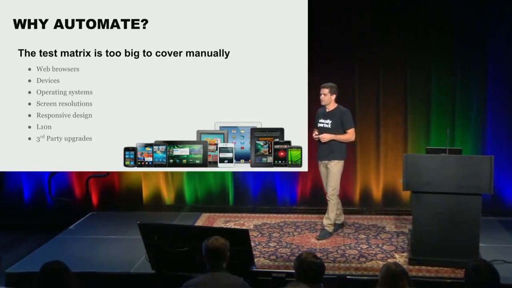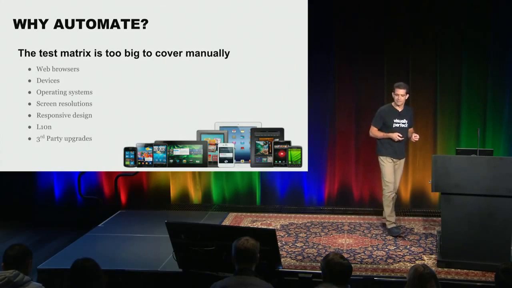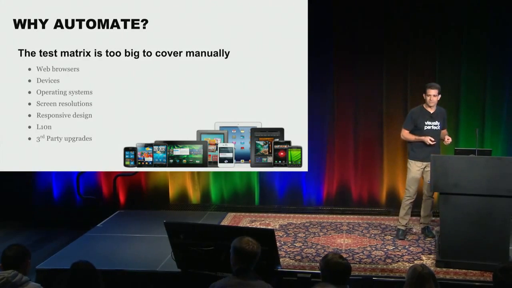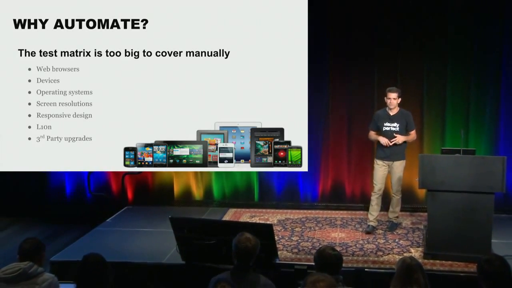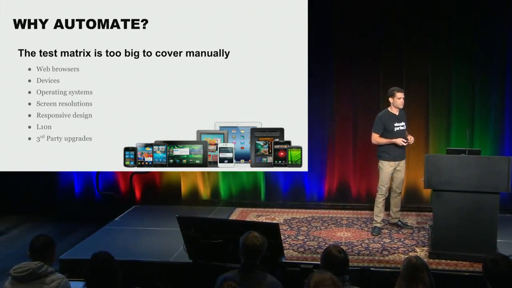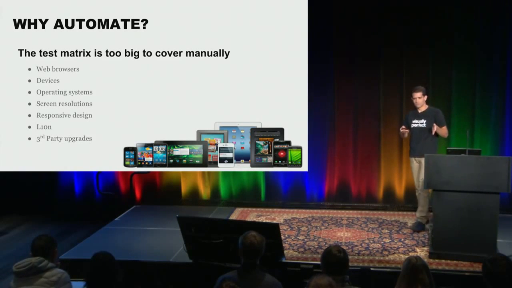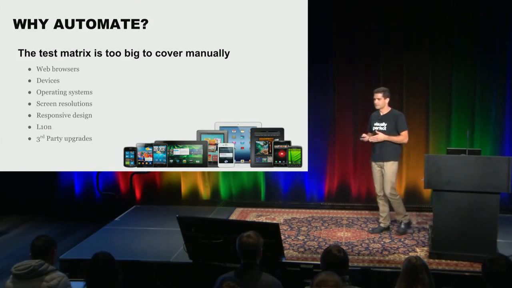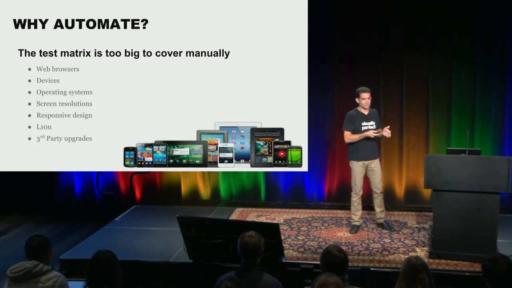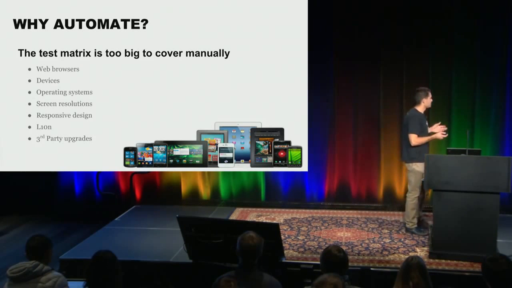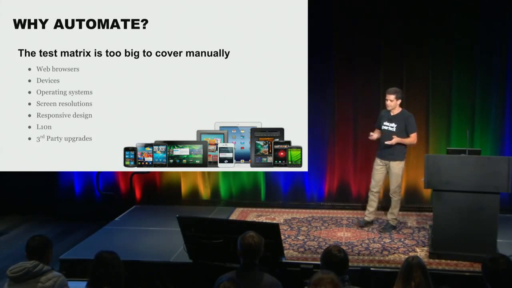So why should we automate this type of testing? There are many reasons, but the most important one is that the test matrix is just too big to cover manually. Think of all the different web browsers, devices, operating systems, and screen resolutions that your application is expected to run on. We all know that a website that looks good on Chrome doesn't imply that it looks good on IE, and an application that looks good on a widescreen doesn't mean that it would look good on a smartphone. So we have to test our application in all these different environments, which can be very ineffective and costly to do manually.